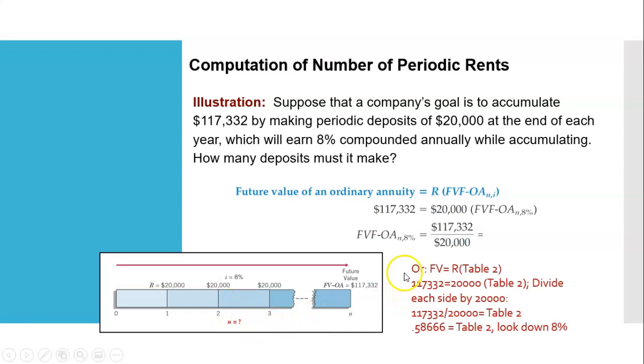So we have or need the FV, so we're going to use FV equals R times table 2. So we're going to fill in the numbers we know. FV is 117,332 equals R, 20,000 times table 2. We need to divide each side of the equation by the 20,000 to get rid of it so that table 2 is by itself. Okay, so 117,332 divided by 20,000 ends up equaling table 2. That's going to equal this 58666, and we're going to look down the 8%.